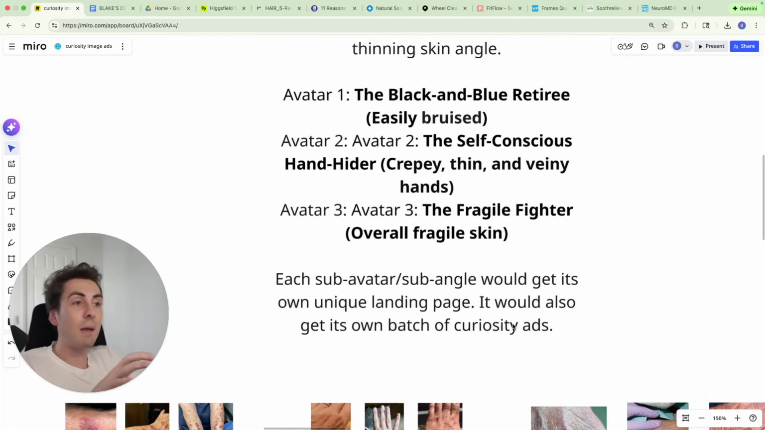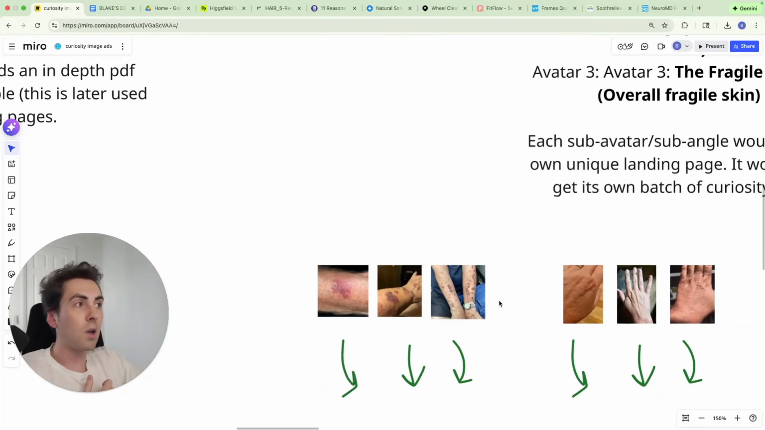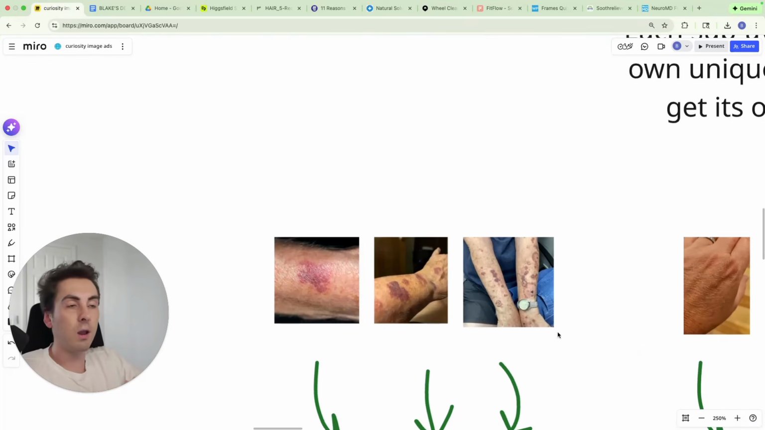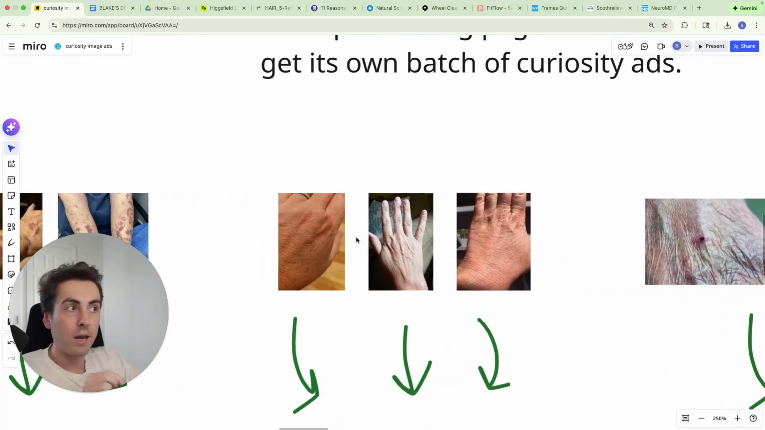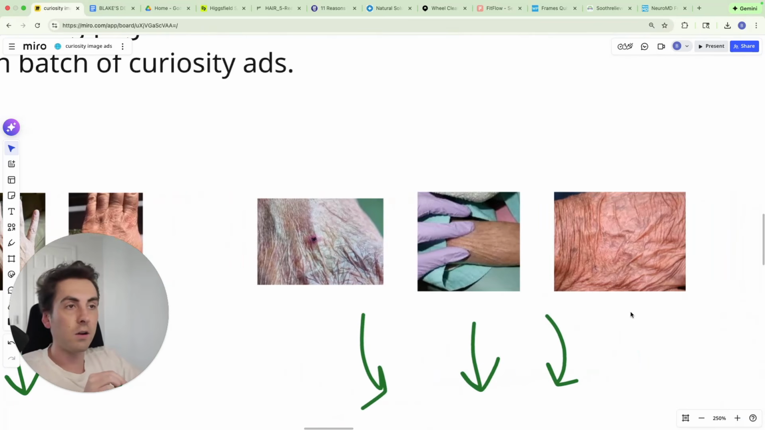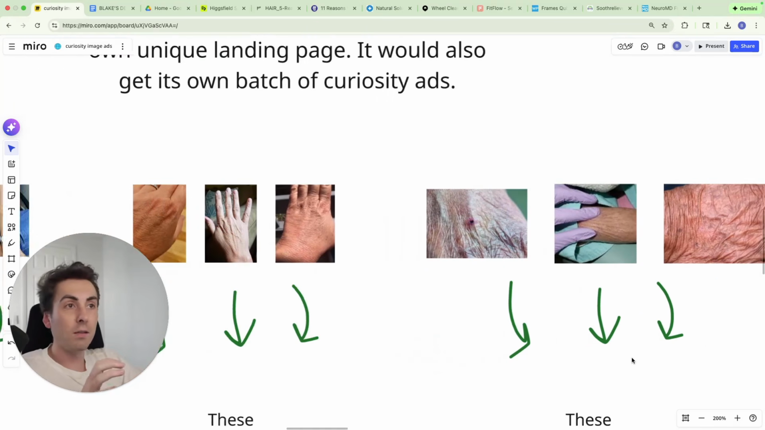So each sub-avatar has its own unique landing page, meaning I will create ads for the black and blue retiree, right? The easily bruised. I will create different ads for people that are hand hiders, and I will create even different ads for the fragile fighters, right? So each of these angles gets its own batch of curiosity creatives. This is obviously bruising, right? This is just thin skin just on hands. And then this is fragile fighter, right? So now we've unlocked 3 unique avatars within even a sub avatar, right? This is where the magic happens.